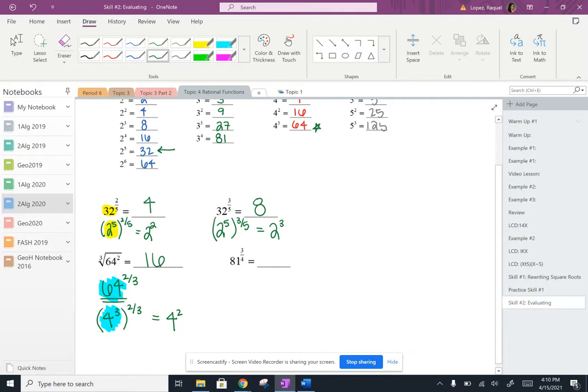And then finally, 81 appears in our column of 3s, so I'm going to rewrite this base as 3 to the 4th power to the power of 3/4. I've got power to a power once again, multiply those two powers, and I'm left with 3 cubed. 3 cubed is 27, so the answer to this one is 27.